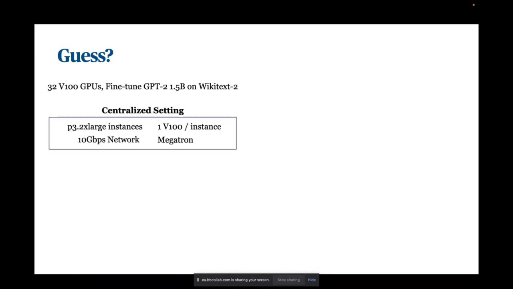So you have one setting which is centralized. I rent all those machines on AWS, right? I have, for example, 1 GPU per instance. I have a 10 gigabit network, and I run Megatron. So this is one setting.